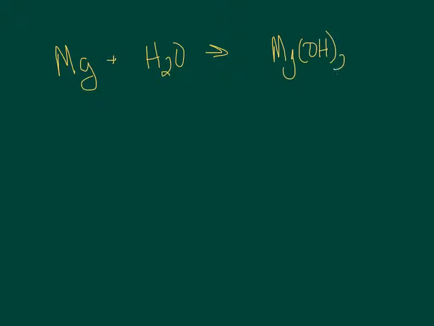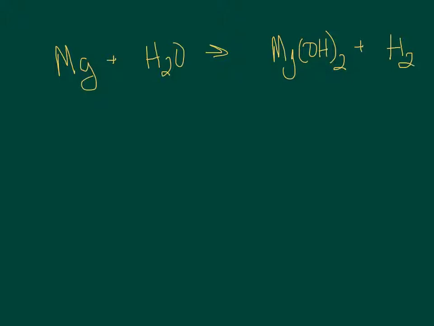Okay, if I add magnesium and water, I get magnesium hydroxide and hydrogen gas. Remember, hydrogen gas is a homonuclear diatomic, so I have to put the 2 there. Now, except for that hydrogen gas, you don't know how to do this reaction yet, so that's why I just wrote it. It's part of the problem. So step 1 is done for you.